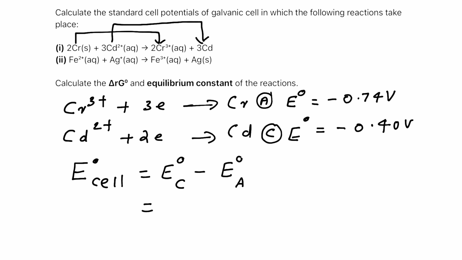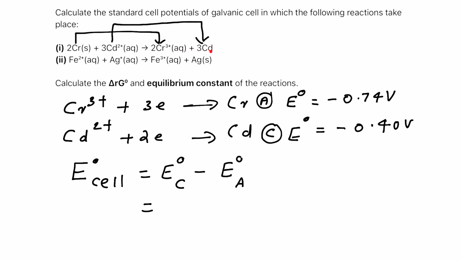Also, from the reduction potential, you can understand anode and cathode. The one which has higher reduction potential is the cathode. It is very clear that the reduction potential of Cd2+ is greater than the reduction potential of Cr3+. For Cd2+ it is minus 0.40. Lesser negative value means higher value, right? So Cd2+ has higher reduction potential, so it acts as the cathode. In that way also you can understand.